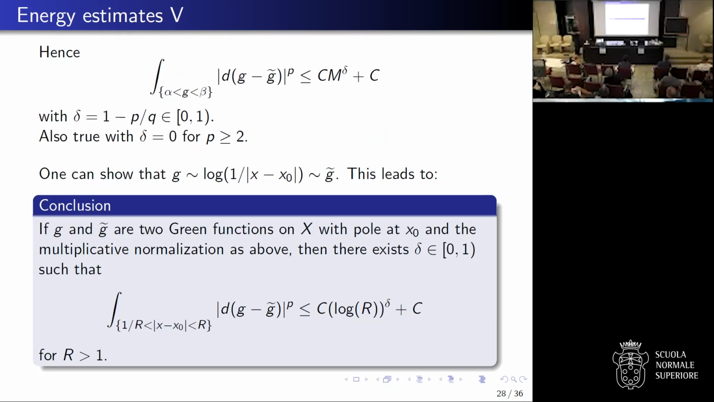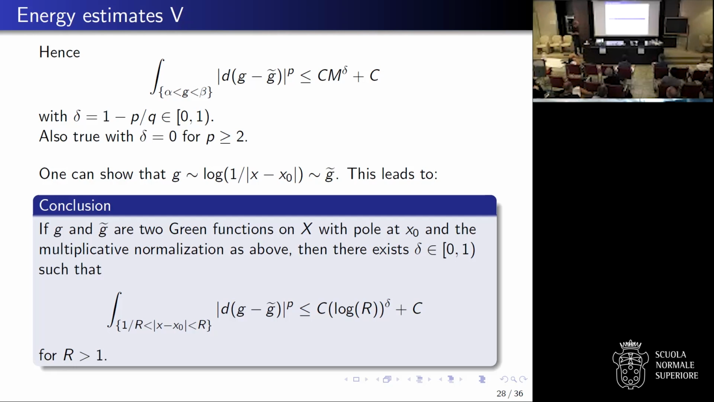So if you put this all together, and instead of looking at this condenser that we looked at before, rather look at something that comes from the metric of the space, and it is not hard to show that you have this kind of logarithmic blow up, at least up to multiplicative constants, then you are led to this conclusion here that my two Green functions with the pole and the right multiplicative normalization satisfy this kind of an energy bound, for all r, where you have an exponent less than 1.